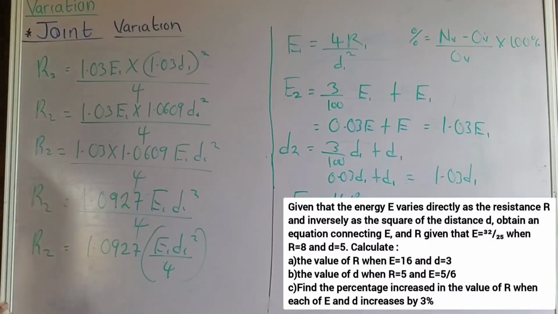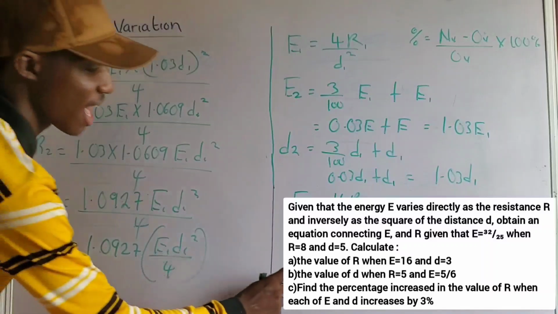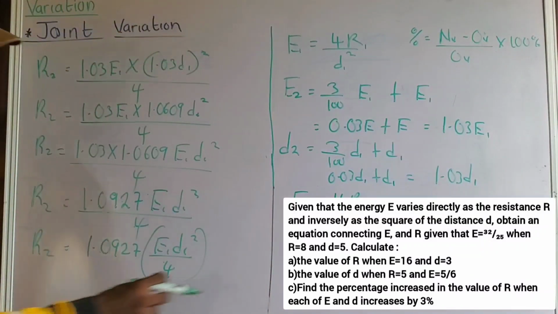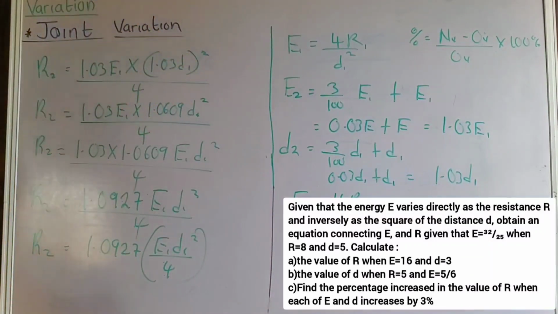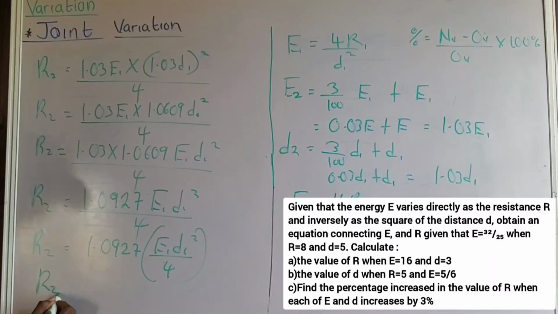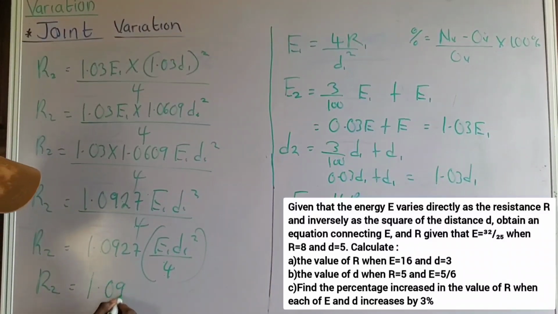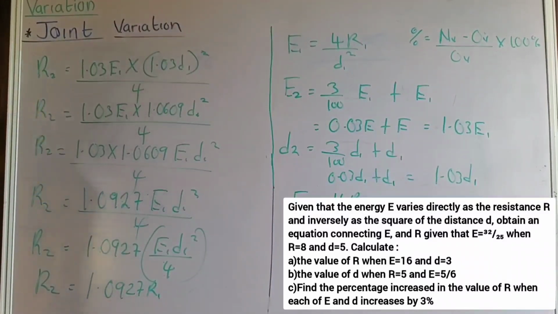Now don't forget that this entity that you see here is r1, because r1 is e1 d1 squared all over 4. So r2 automatically is 1.0927 r1. Okay, now back to the question. You must learn how to interpret. So let's go back to the question now. This is the value of r2: r2 equals 1.0927 r1.